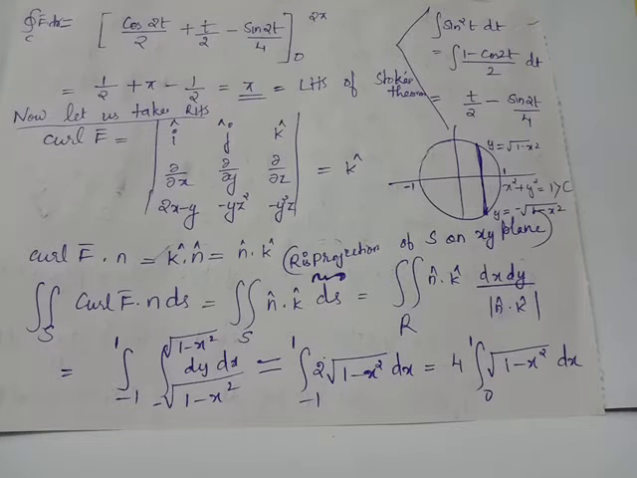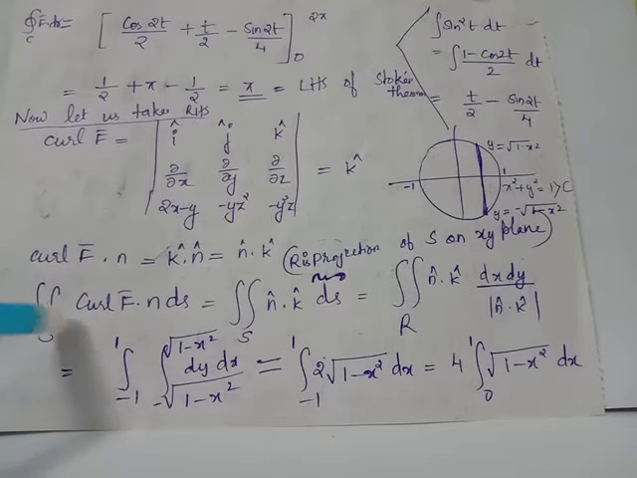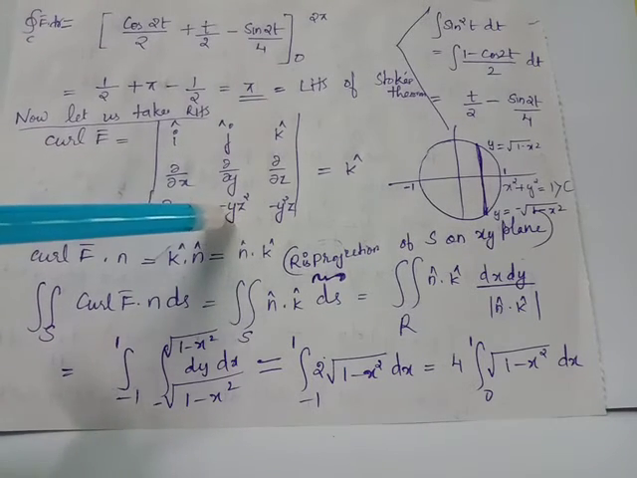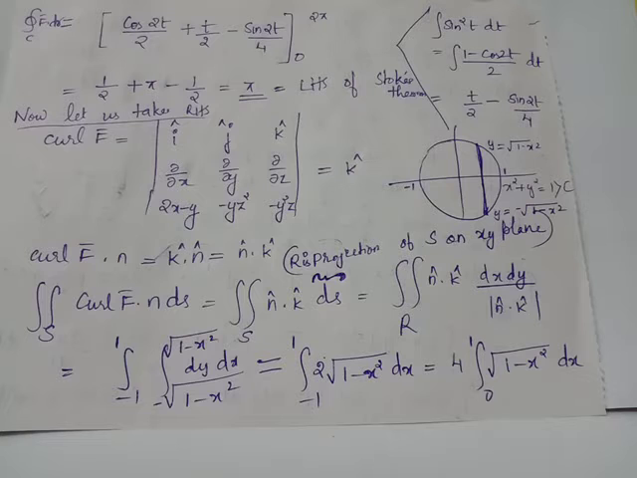Now we will work on the RHS of Stokes' theorem. We will have to evaluate the surface integral, double integral over S of curl f bar dot n ds. We have curl f bar, which can be evaluated using the determinant, where f bar has the component functions 2x minus y, negative yz² and negative y²z. After determinant evaluation, you get curl f bar equals k cap. Therefore, curl f bar dot n will be k dot n, which is equivalent to n dot k.